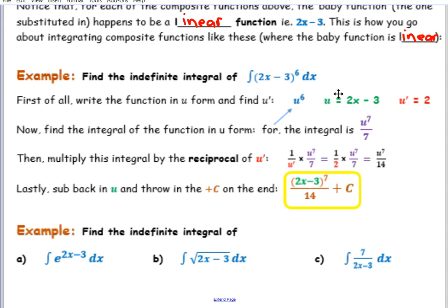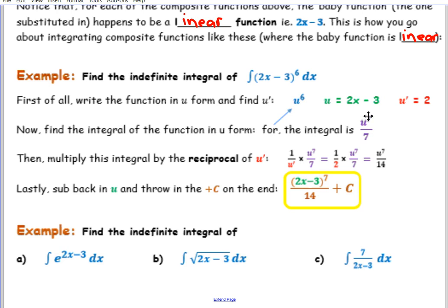Whereas if it was something like 3x squared, it would be 6x. And if it was 4x cubed, it would be 12x squared. But these are all specific to composite functions where the baby is a linear. So integrating composite functions where the baby is a linear is in the SL course. They don't really take it beyond that.